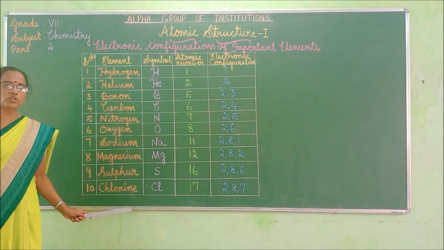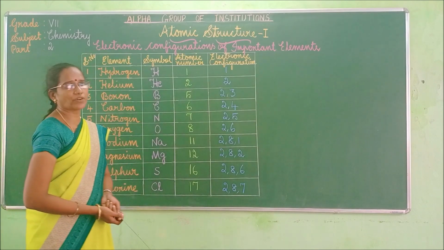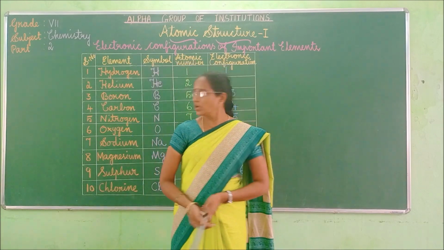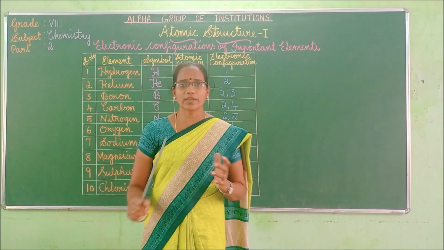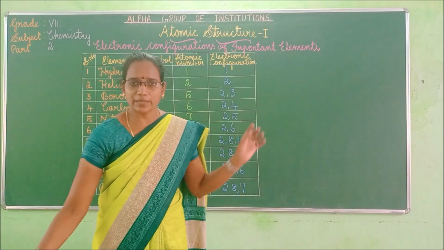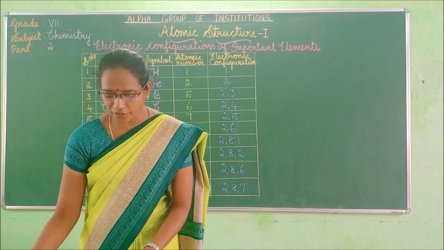Like this, we have to write the electronic configuration for all the elements. 20 elements are given in our book. For the remaining 10 elements, you will practice based on this. Now we will see the activity based on this electronic configuration.